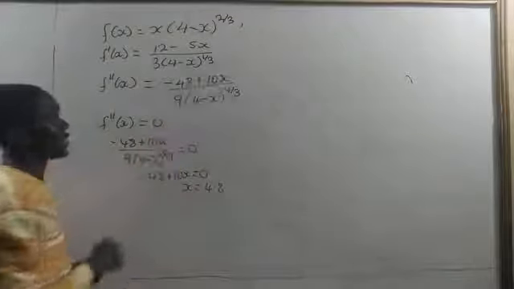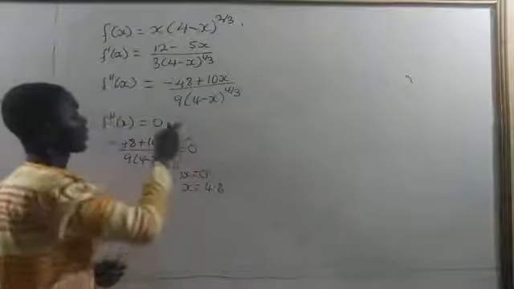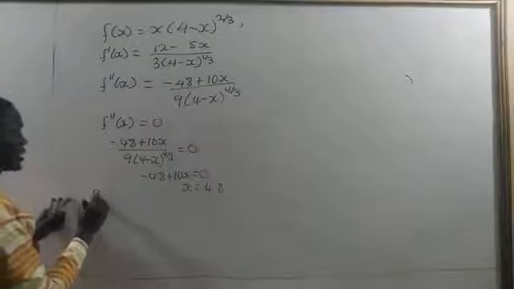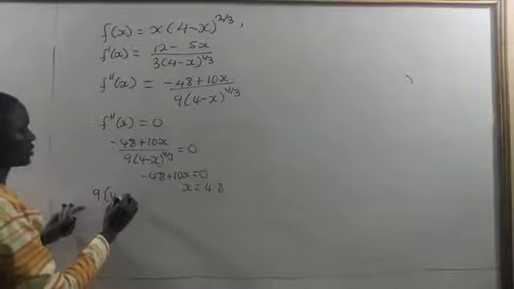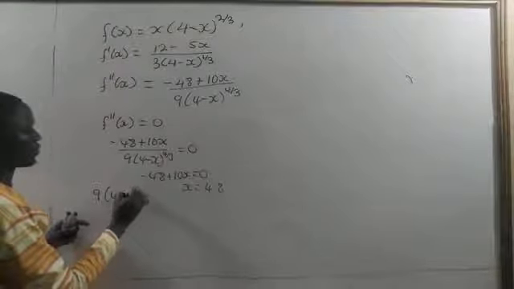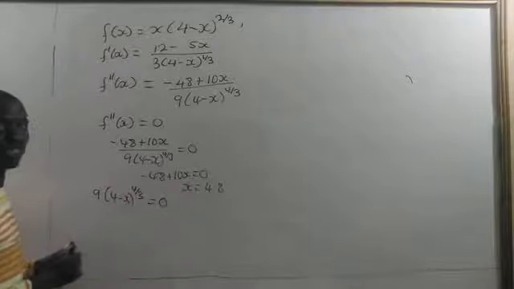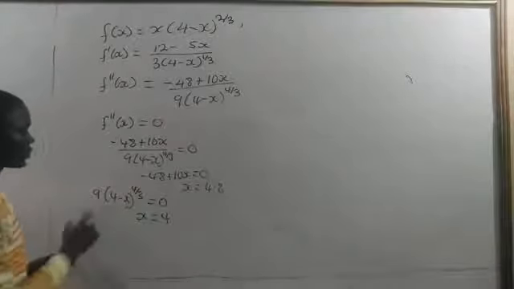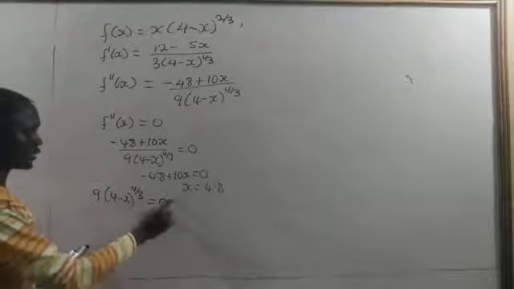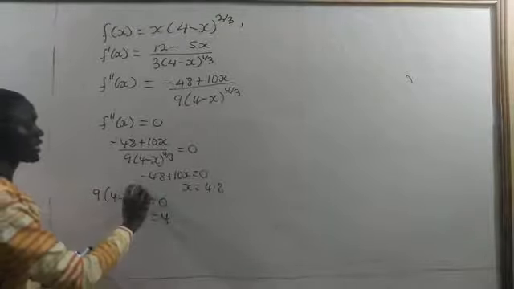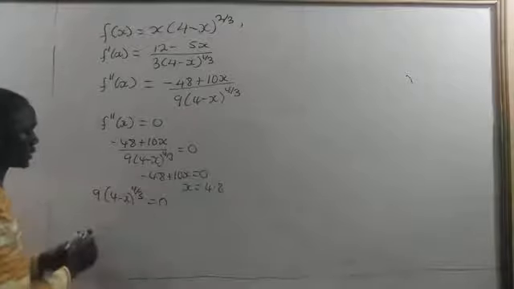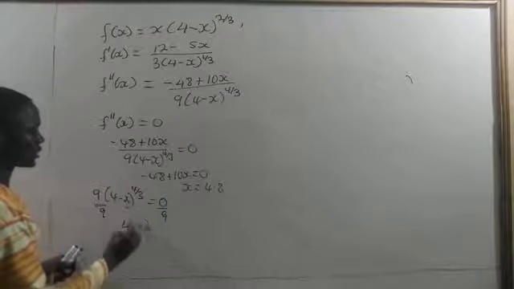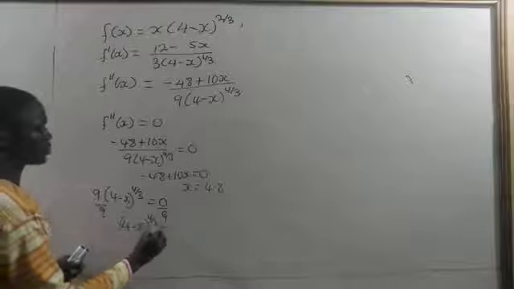Then, this is also a rational function. So we can find the value of x for which the function is undefined. So it means that you take 9 times 4 minus x to the power 4 out of 3 to equal to 0. That will equate the denominator to 0. And this will give us x equal to 4. Because if you divide both sides by 9, you get 0. Okay, let's do it step by step. You divide it by 9, so you get 4 minus x to the power 4 on 3 equal to 0.